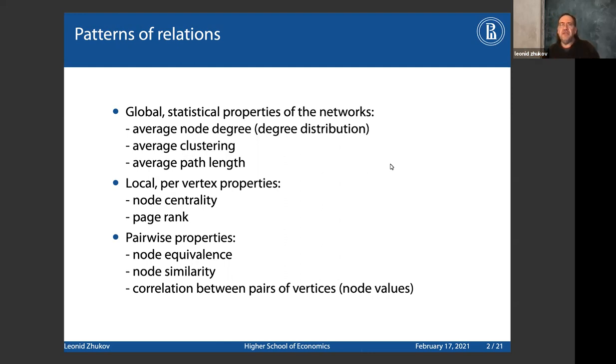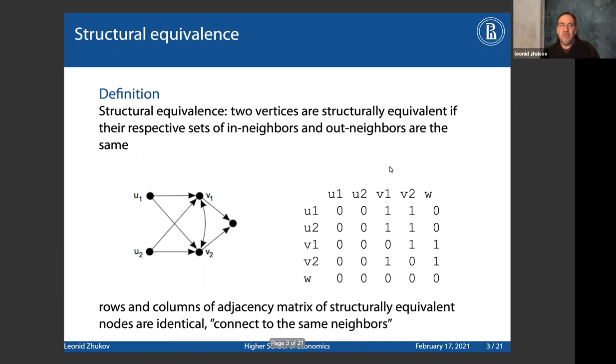Today, we're gonna look into pairwise properties. So the notion of having two nodes and trying to understand what makes them similar in terms of the network, right? And also try to see if there's any correlation between the nodes, if that correlation exists, how it affects the network and how you can measure it. So we'll start with several definitions.